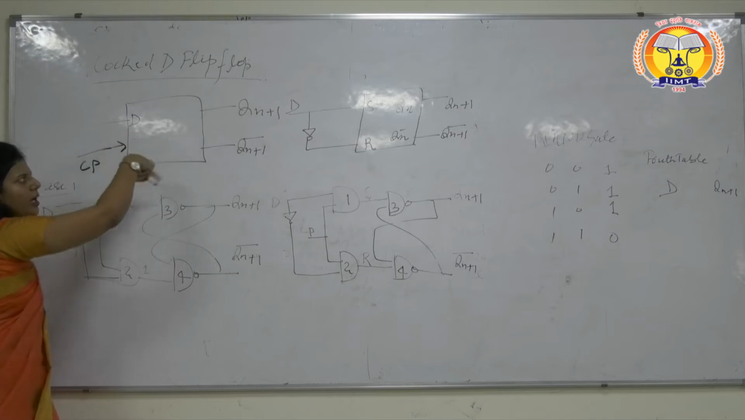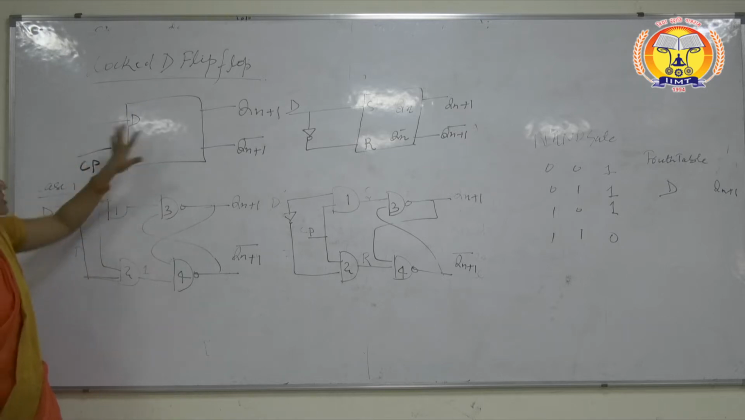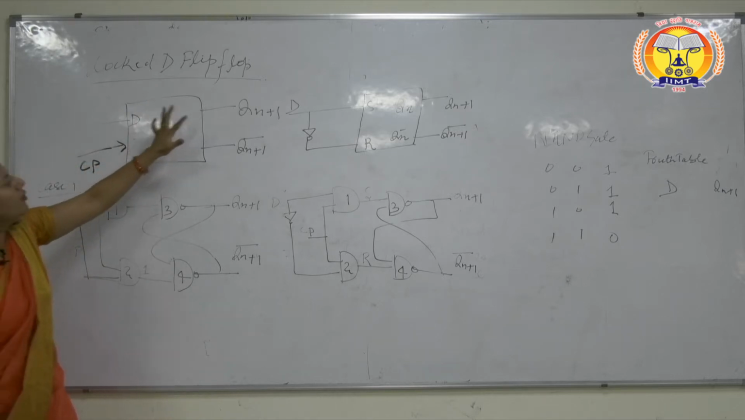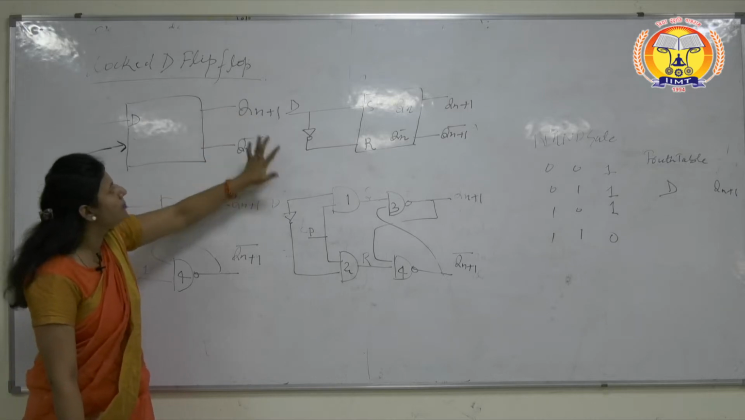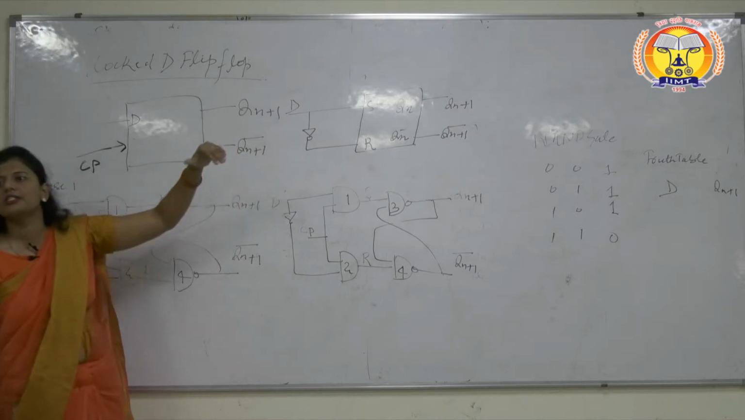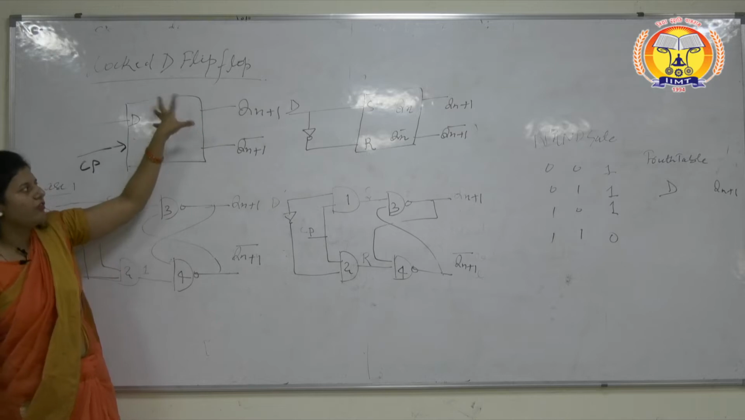So that is the block diagram of simple D flip-flop in which single input D will be applied. We will get the two outputs, that is the Qn plus 1 and Qn plus 1 bar, that represent the next state of the flip-flop.